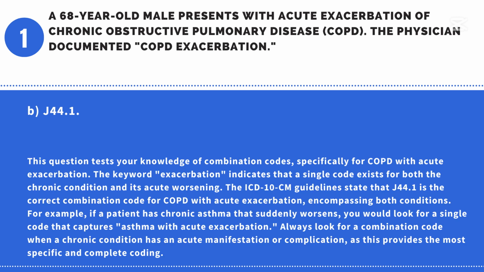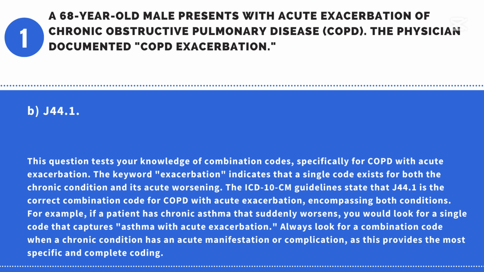Answer: B. J44.1. This question tests your knowledge of combination codes, specifically for COPD with acute exacerbation. The keyword exacerbation indicates that a single code exists for both the chronic condition and its acute worsening. The ICD-10-CM guidelines state that J44.1 is the correct combination code for COPD with acute exacerbation, encompassing both conditions.